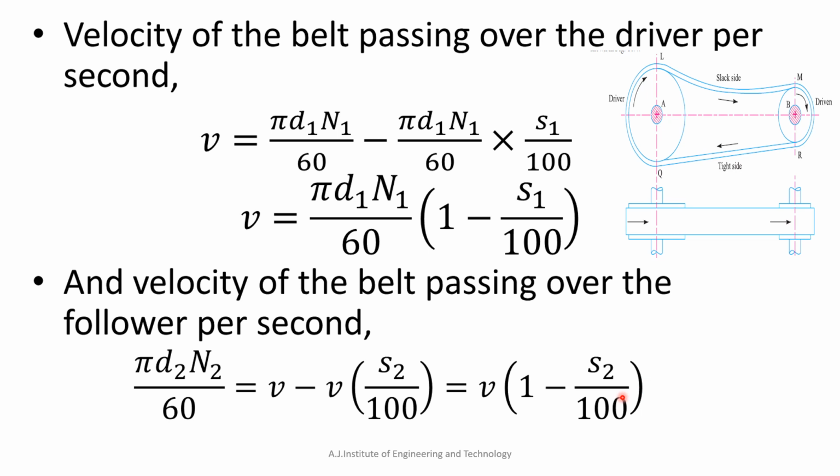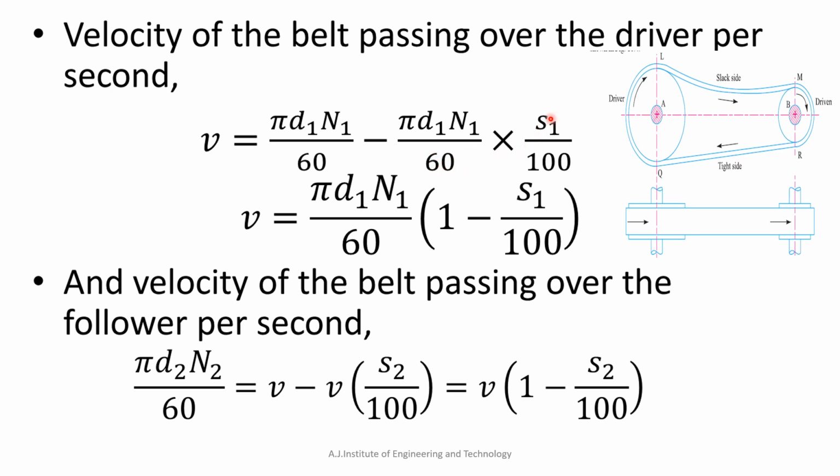I hope all of you understood. I will explain one more time. Initially the speed of the driver pulley is V, where the driver pulley velocity is pi d n divided by 60 meter per second, with pi d being the circumference of the circle. Then while transferring this power from this pulley to the belt, some loss happens. That is S1 percentage. That loss we should subtract from the actual velocity, pi d1 n1 divided by 60.